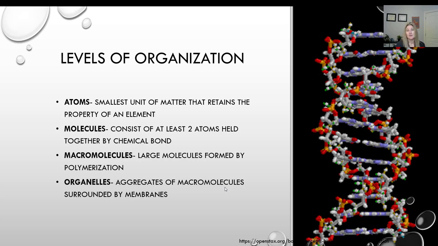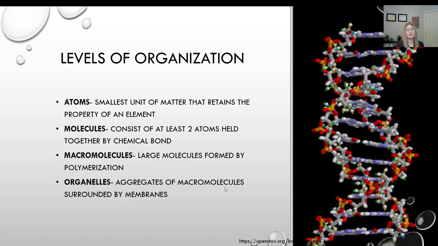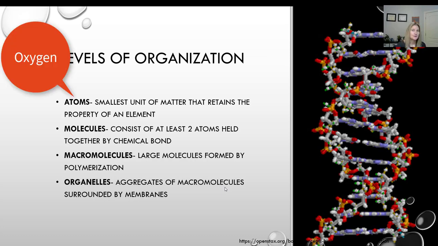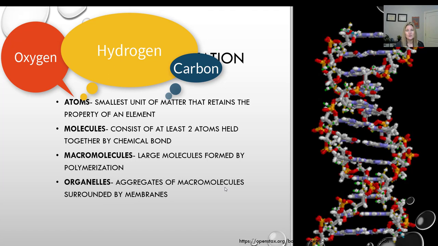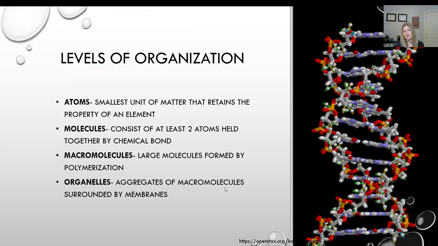You might think of examples of atoms, and we'll get into some elements in the next chapter when we talk about the chemistry of life, but something like oxygen or hydrogen or carbon. Those are individual atoms, units of matter that retain the property of that particular element. Now, if we take 2 atoms and put them together and hold them together with a chemical bond, we form a molecule. So molecules are made of atoms.